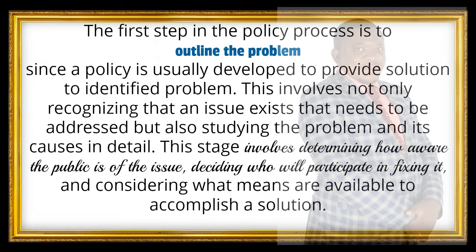The first step in the policy process is to outline the problem, since a policy is usually developed to provide a solution to an identified problem. This involves not only recognizing that an issue exists that needs to be addressed, but also studying the problem and its causes in detail. This stage involves determining how aware the public is of the issue, deciding who will participate in fixing it, and considering what means are available to accomplish a solution.